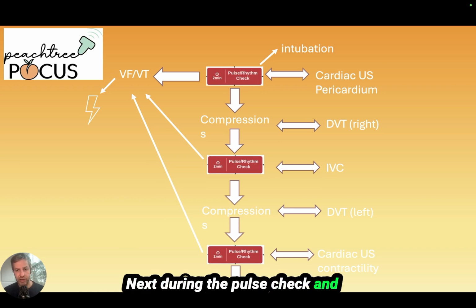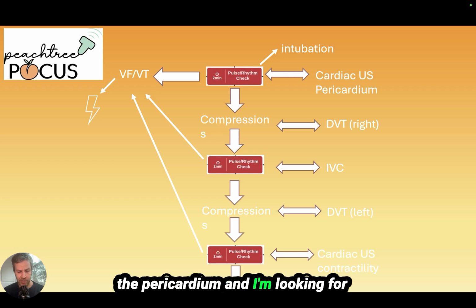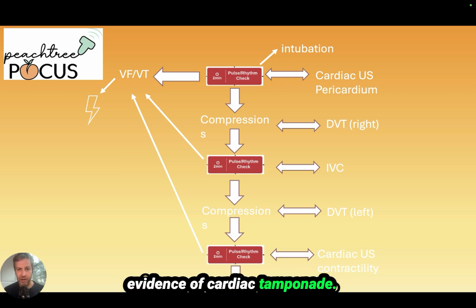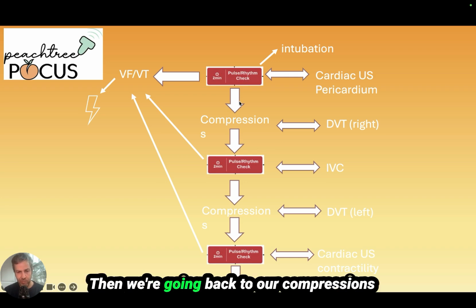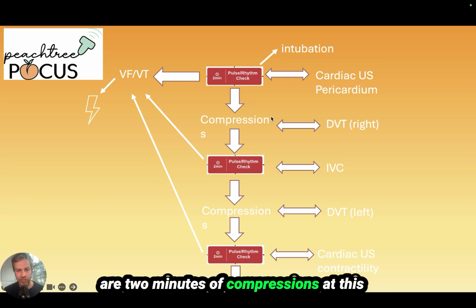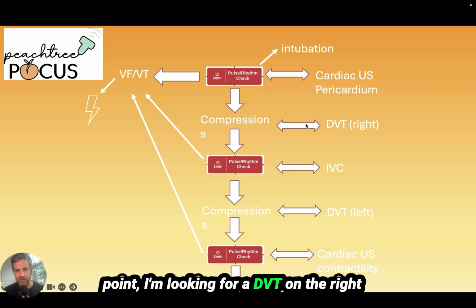Next, during the pulse check and rhythm check, I'm going to look at the pericardium, looking for evidence of cardiac tamponade. So I'm looking at one thing during that pulse check. Then we're going back to our 2 minutes of compressions. At this point, I'm looking for a DVT on the right.